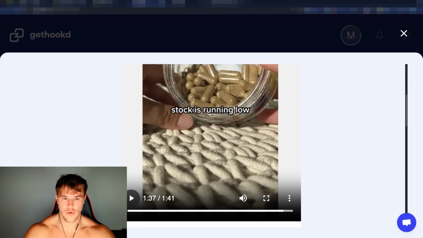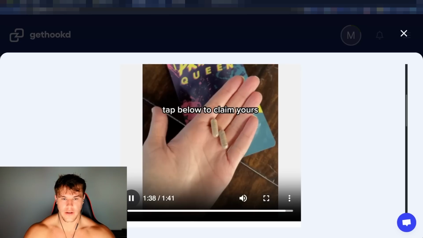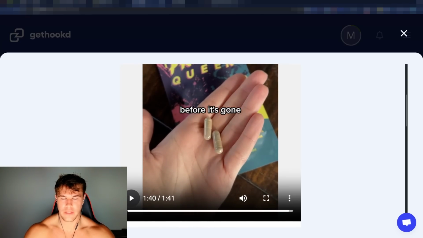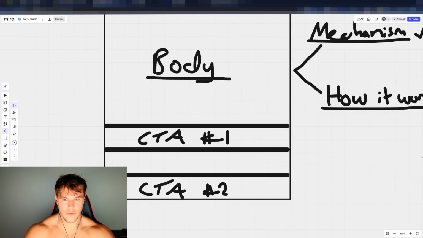So here's the CTA. Don't wait. Stock is running low, triggering a little bit of scarcity. Tap below to claim yours before it's gone. Simple as that. Make the instructions clear. Don't overthink it. That is all you need to do for CTA 1.